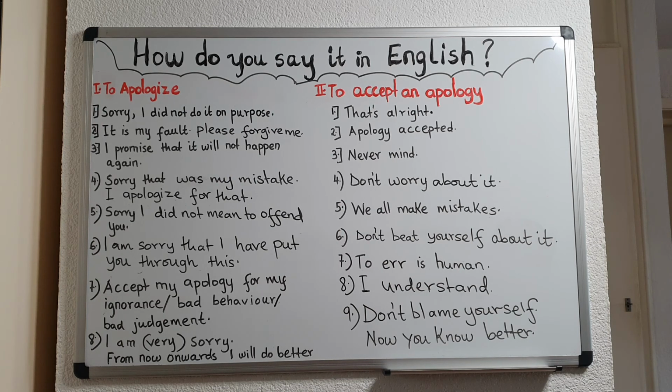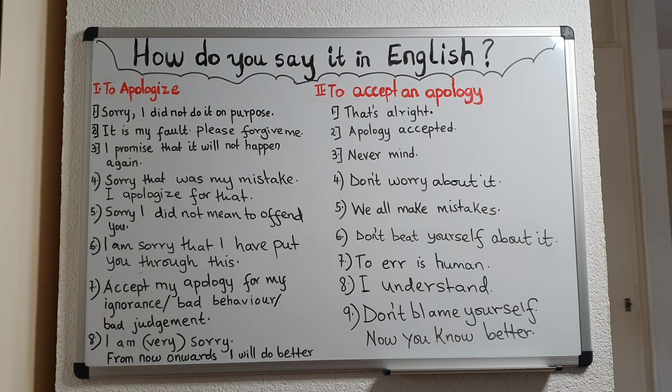Number 8, I understand. So if someone says to you, sorry, I did not do it on purpose, then you can say to them, I understand. Meaning that you understand that he or she did not do it on purpose. You understand that she or he did not hurt you on purpose. They did not plan to offend you, okay? Sorry, I did not do it on purpose. Then you say, I understand.